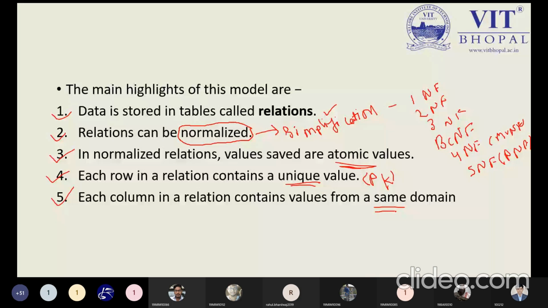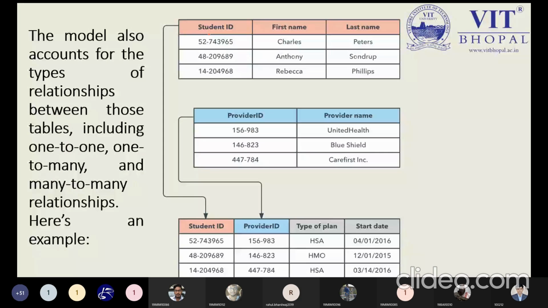Now this is another example: student ID, that is something I'm putting over here, name, last name, and there is another table that is a provider. In the provider ID we have a provider name. So this student and provider means the student is connecting to some provider. Provider could be an internet service provider, or any bank or vendor kind of thing, who provide the facilities to the students.